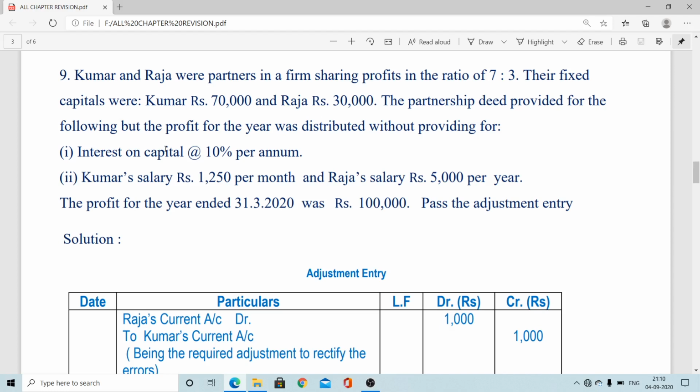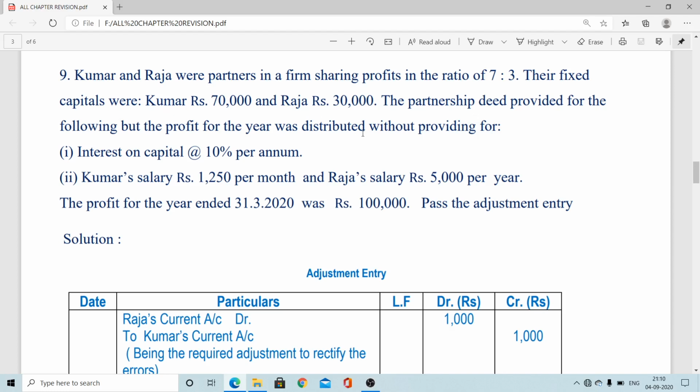So here in this chapter, fundamentals of partnership, past adjustment means a mistake made in the past, and now that mistake is disclosed. So what we do here is pass some adjustment entry as if that mistake is solved, and we can rectify it. There are 2 partners here. You can see this problem: Kumar and Raja, and their profit sharing ratio is 7:3. Their fixed capitals are Kumar 70,000 and Raja 30,000.